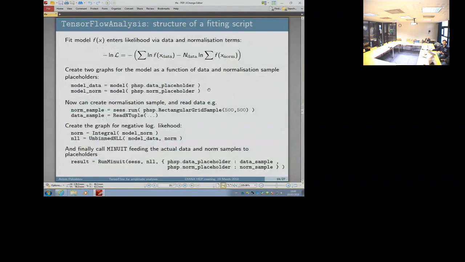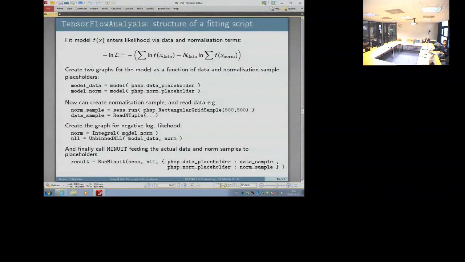There's one technicality: you have to normalize this function. So you have to have your data sample and some normalization sample, whether a rectangular sample, uniformly distributed Monte Carlo, or maybe not uniformly distributed Monte Carlo, and your likelihood typically has this kind of form. So your data sample and normalization sample enter differently. You have to actually create two graphs, for the data model and the normalization model, and then combine them in the calculation of the negative log likelihood.